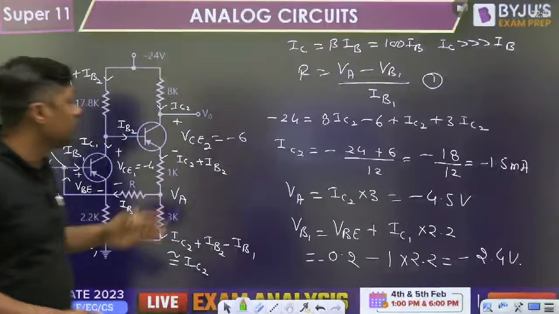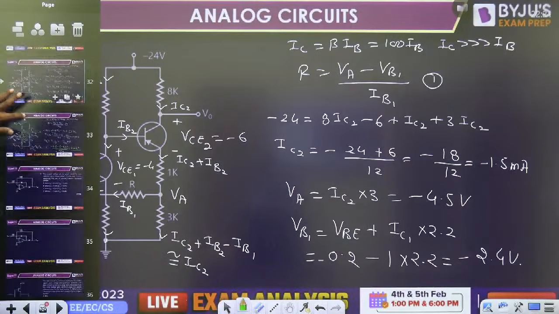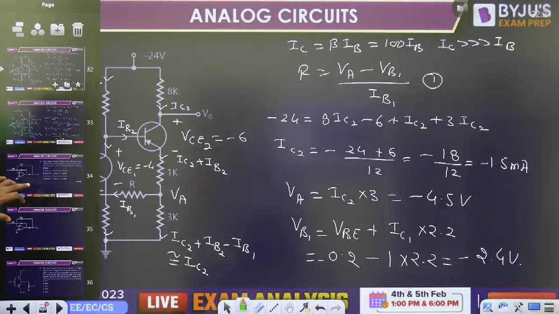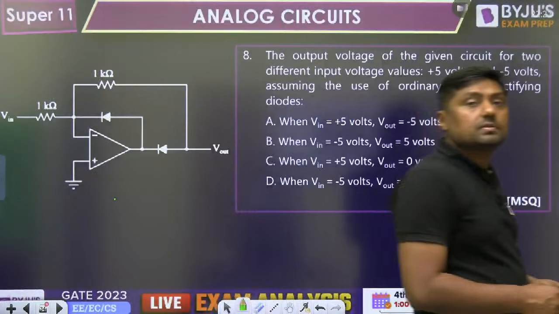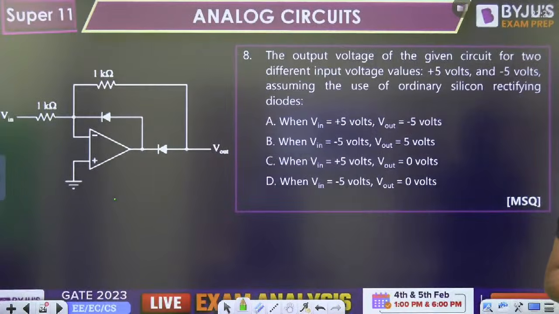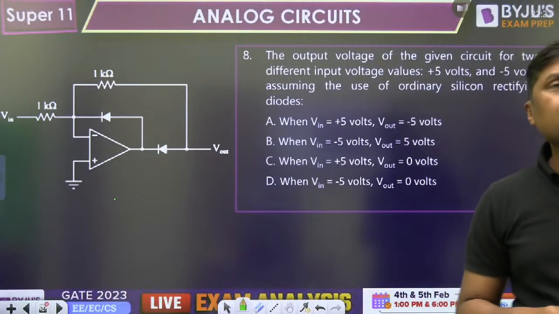Now next question. First, we have already solved the 7 questions. Next one. I think no doubt. No doubt. Okay. 8th one. Tell me what is the answer. Tell me, minimum beta value can be what?